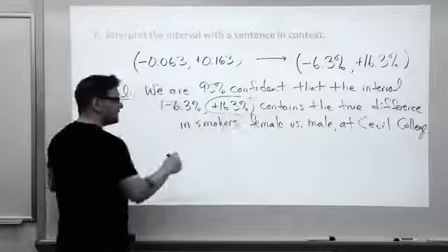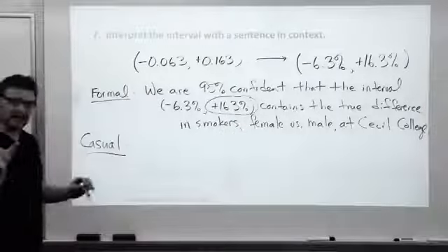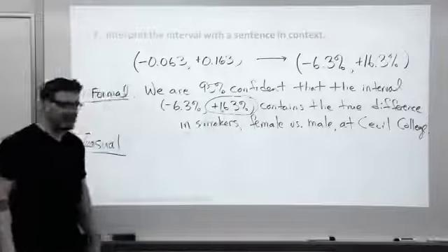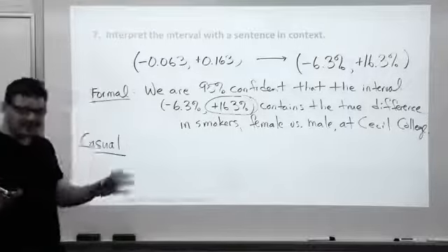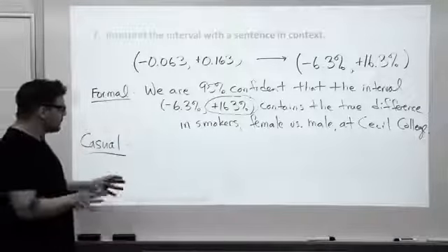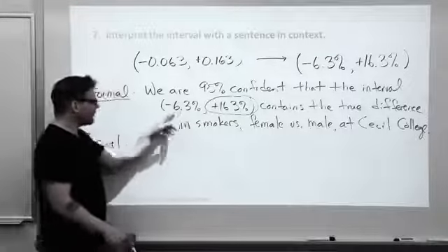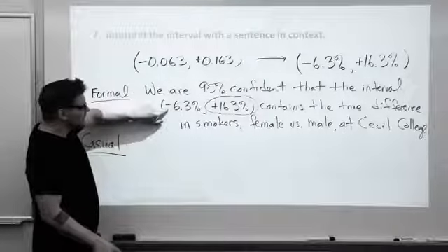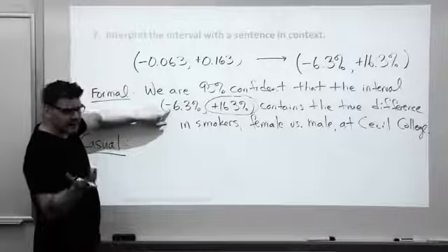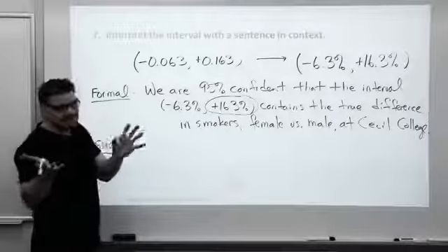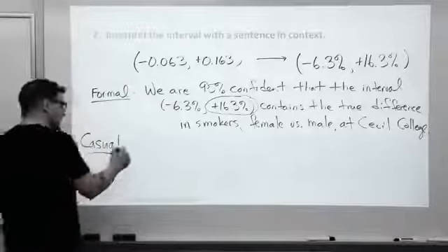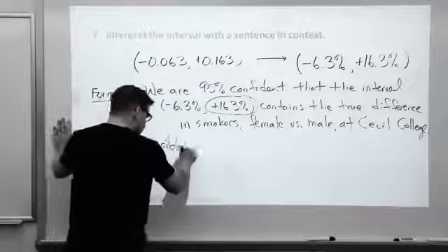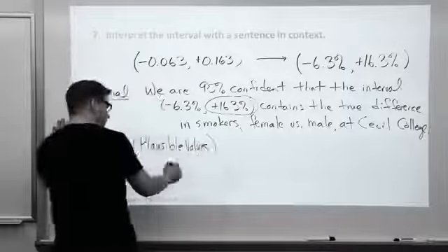This 16.3% corresponds to, if I'm thinking like plausible values for the true difference, could be as much as 16.3% more female smokers at the college. Could be as much as 6.3 more percent male smokers. And that's zero in there. So if that's a plausible value, it's telling me that statistically there's no difference between the two. So plausible values approach to this, right? Plausible values.